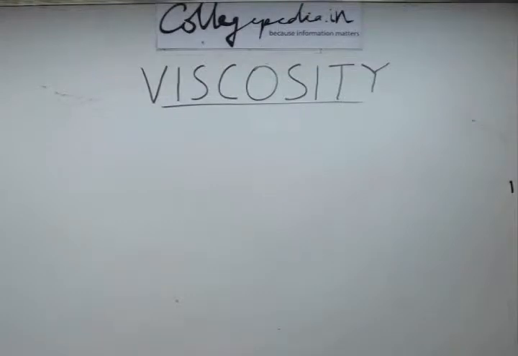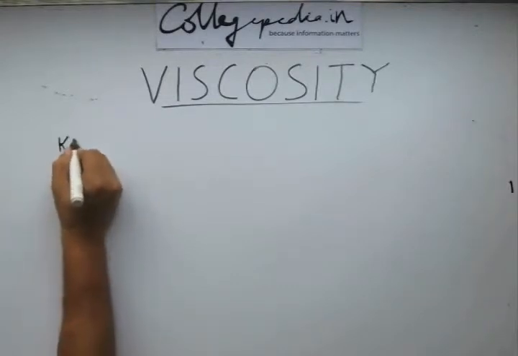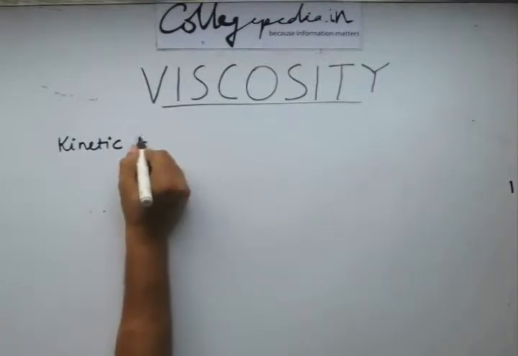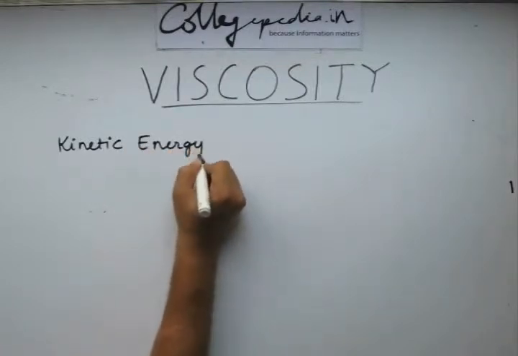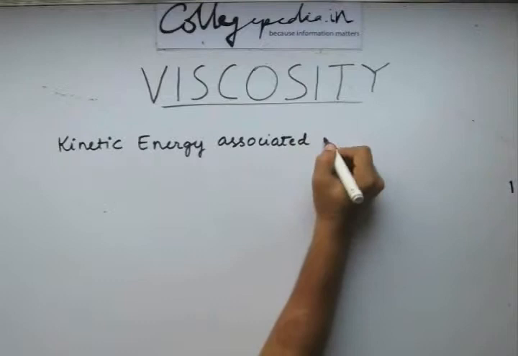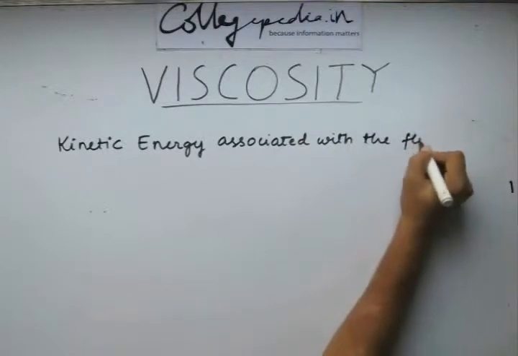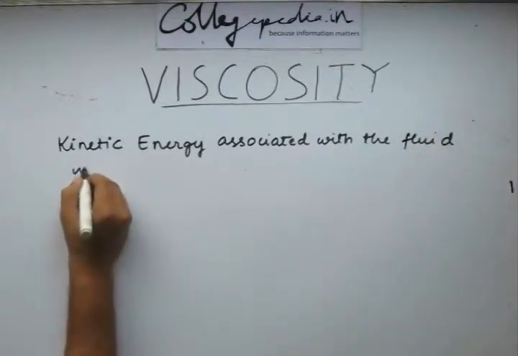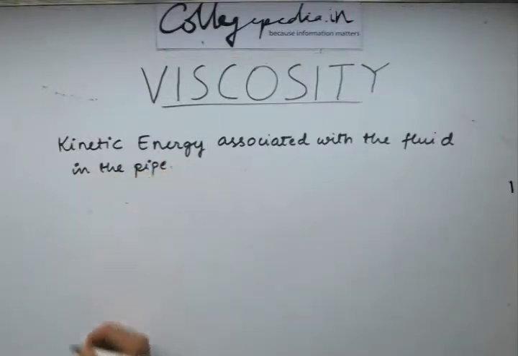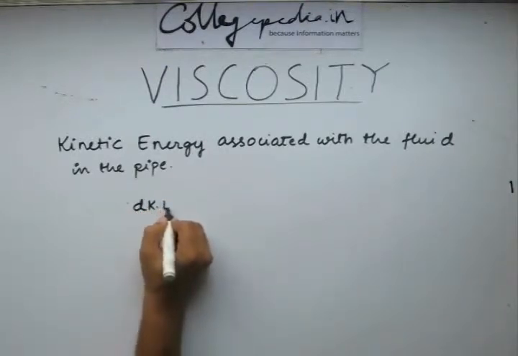Let us look at another quantity associated with such kind of flows. As we considered the flow rate, now we consider the kinetic energy associated with the fluid in the pipe. To determine this, let us consider the small kinetic energy of one element.